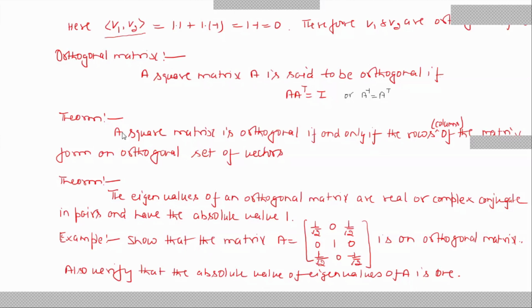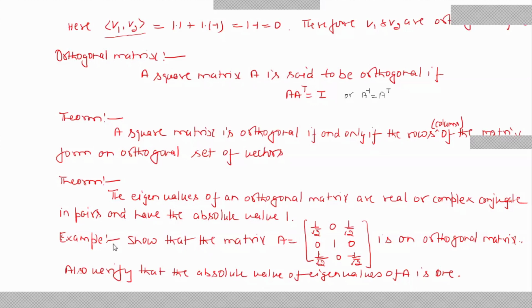Now we have one theorem also. A square matrix is orthogonal if and only if its rows or columns form an orthogonal set of vectors. And theorems about the eigenvalues: the eigenvalues of an orthogonal matrix are real or complex conjugate pairs and have absolute value 1. The eigenvalues of an orthogonal matrix are either real or, if complex, they occur in pairs. If one is alpha plus i beta, then the second is alpha minus i beta.